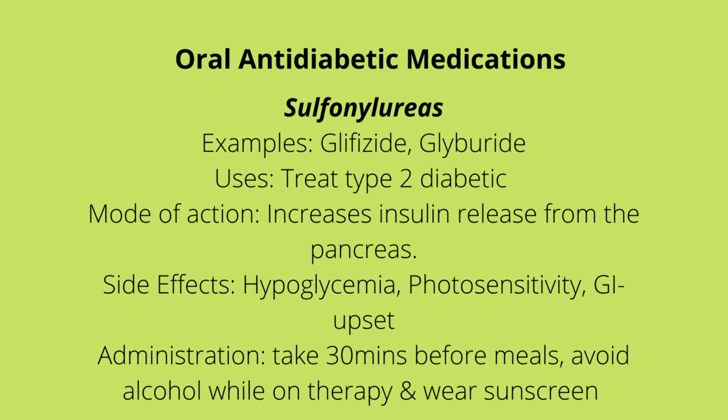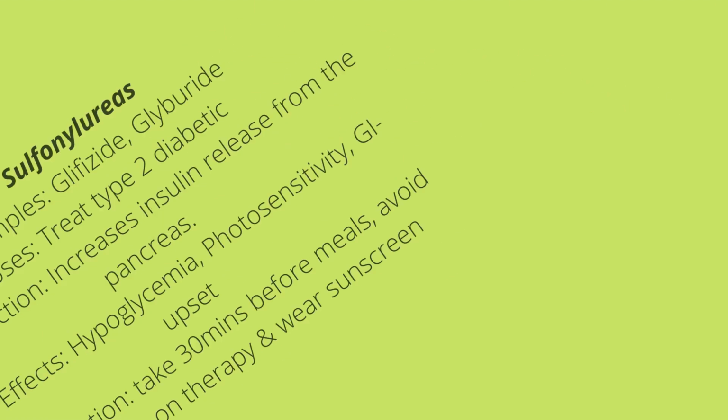Mode of action: it increases insulin release from the pancreas. Side effects include hypoglycemia, photosensitivity, and GI upset. Any medication which has sulfur in it, there's always a risk of photosensitivity. Administration: take 30 minutes before the meal. Patients are not to drink alcohol while on therapy, and they should wear sunscreen because of the photosensitivity. For pregnant patients, we always prefer insulin if they're diabetic, but glyburide is safe for pregnancy.